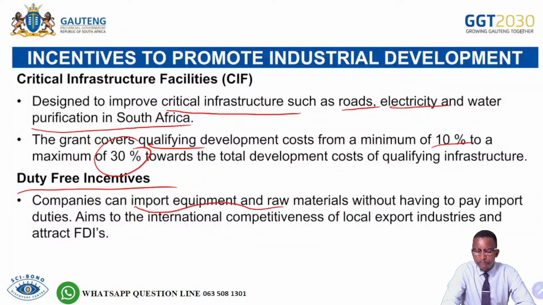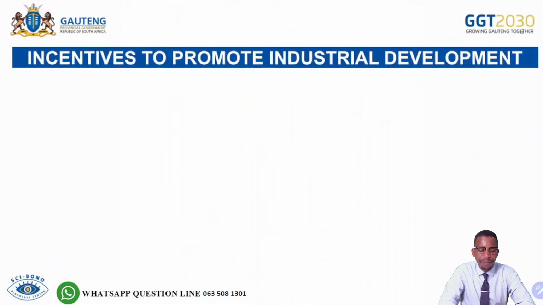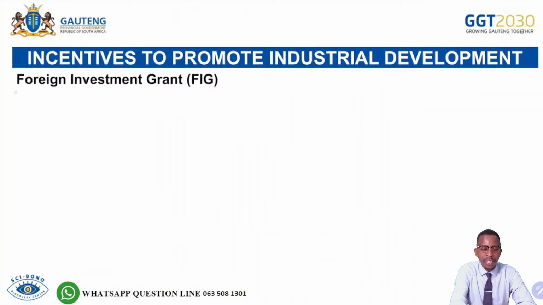Companies can import equipment or raw material without having to pay import duties, which aims to improve the international competitiveness of local export industries and attract foreign direct investments. We continue with FIG, the Foreign Investment Grant.